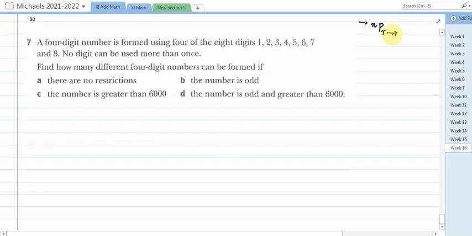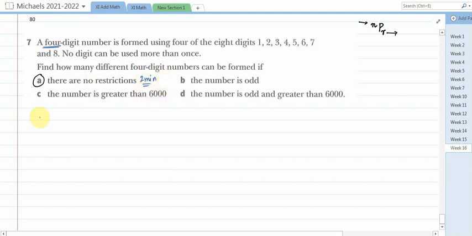Now on your screen you can see question number 7, which says that a 4-digit number is formed using 4 of the 8 digits 1, 2, 3, 4, 5, 6, 7 and 8. No digit can be used more than once. Find how many different 4-digit numbers can be formed if there are no restrictions. So what we need to do is first verify yourself. If there are no restrictions, it means there is no condition that the number should be even or greater than 5,000. There is no limit. So you need to define a 4-digit number and find how many possible arrangements there are if there is no restriction. You have a time of 2 minutes to attempt this one, and then I will tell you the answer.